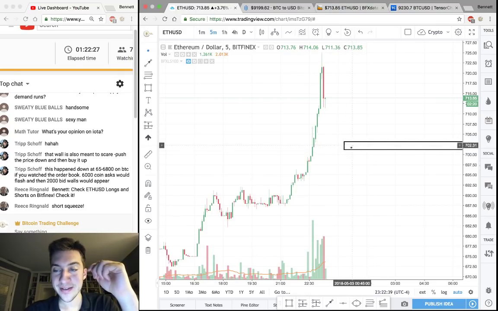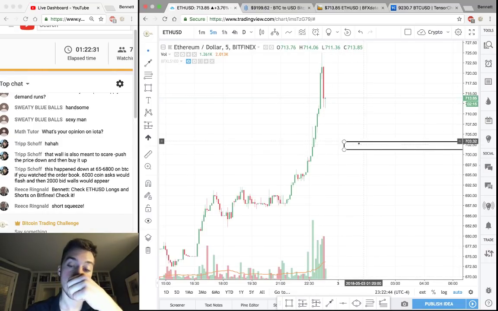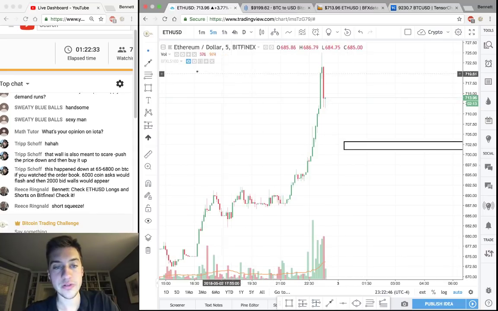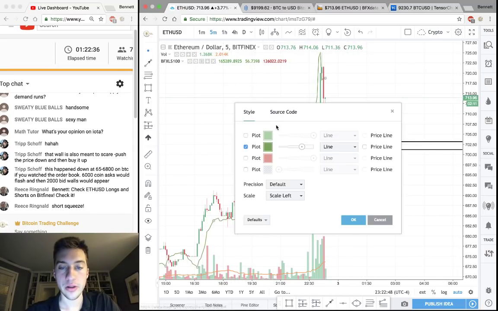I'd say 82.3% likely to buy if price comes down to here, because that's just such high confluence. Okay, I'll look at longs and shorts here.